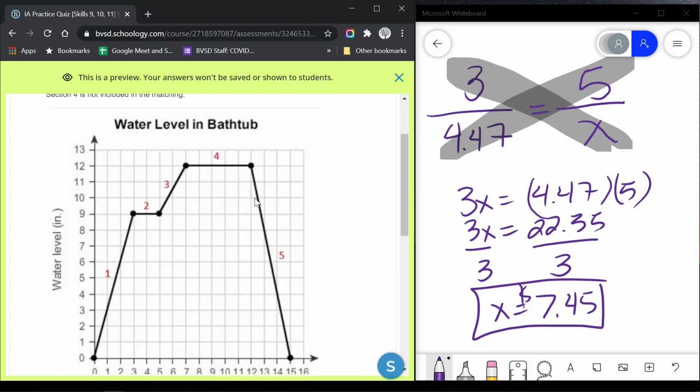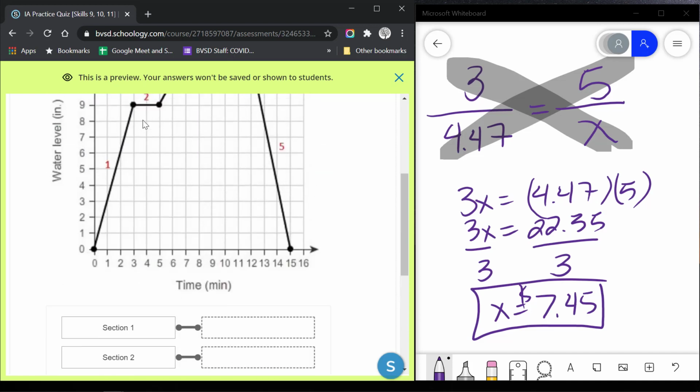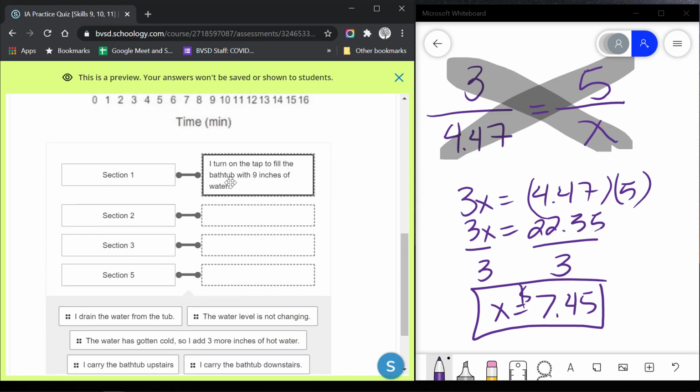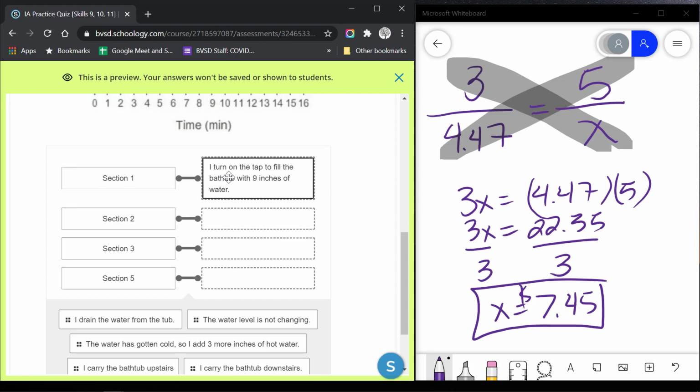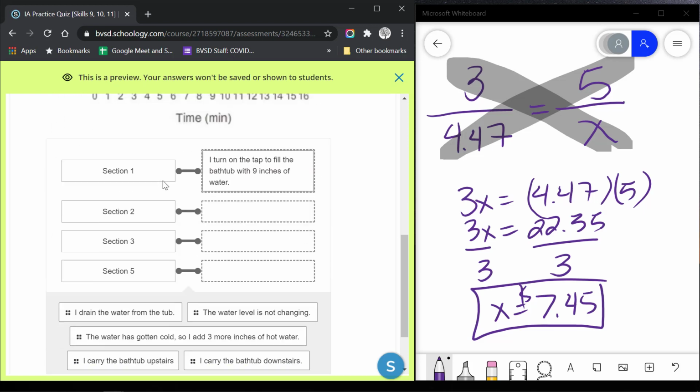All right, here we've got water level in a bathtub and the time in minutes. So I can see that the water level is increasing, and then it doesn't change for a while, and then the water level is increasing again, stays the same, and then decreases all the way back down to 0 inches. Okay, so section 1 is when it's increasing, and it increases all the way up to 9 inches of water. So that's the first one. I fill the bath up to 9 inches of water. And then section 2, remember, it's staying here just at 9 inches of water, so it's not changing.